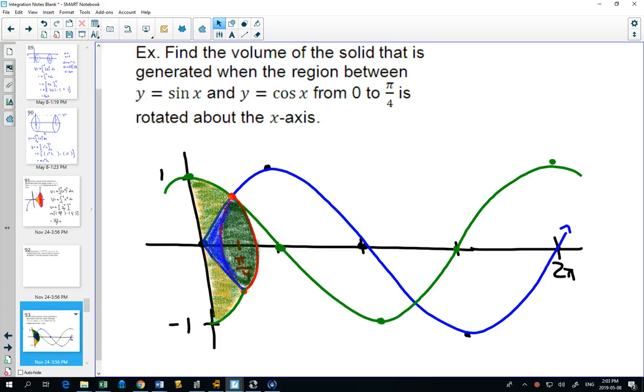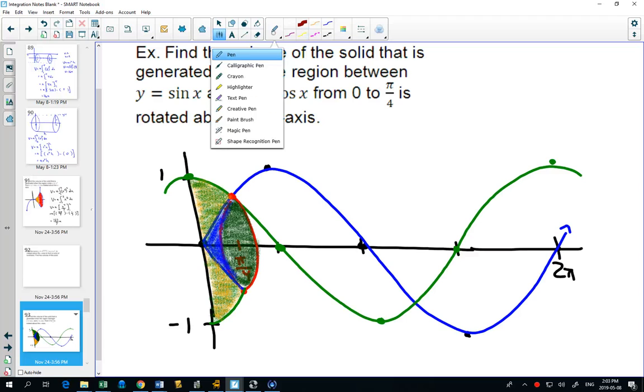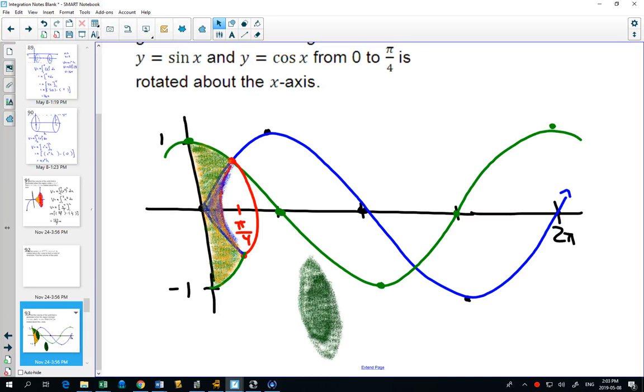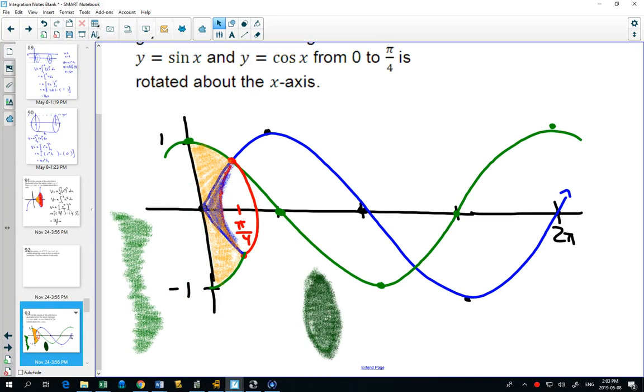Now, can you see if I had the green and I took away the blue, I would get... let's see if this works. Okay. The green, take away the blue. Take away the green, take away the blue. You would be left with just the orange.